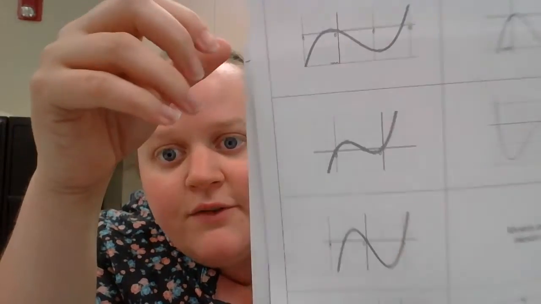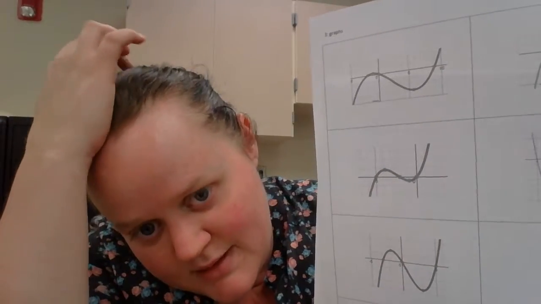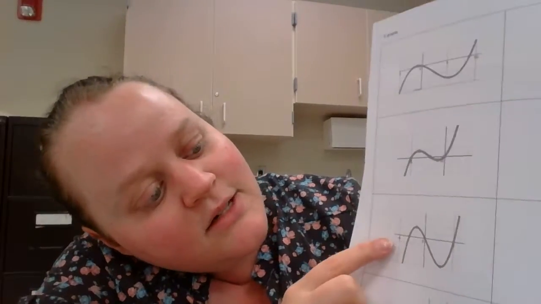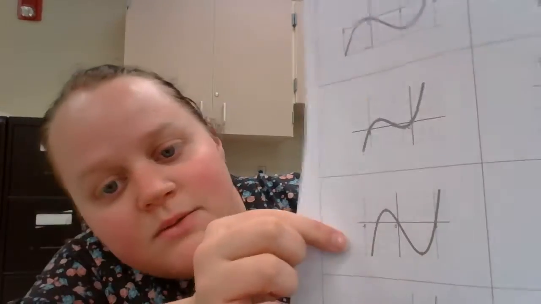I have a 0 at negative, what's it at, negative 1. Okay, so I would look for those 3 zeros. That's not a great example because they weren't exact. Let's look at a different one. This one's probably better, this one.